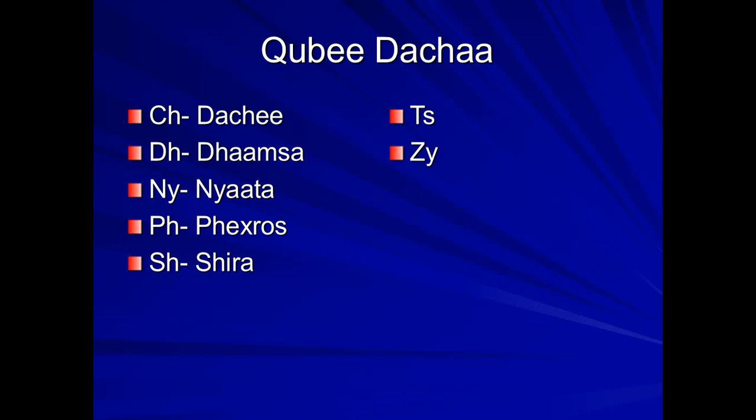Similar to the last one is ja, a combination of z and y. It is not za. For za, we only use z, but this is ja. That's also for writing other languages in Oromo. We can use it for that sound, ja.